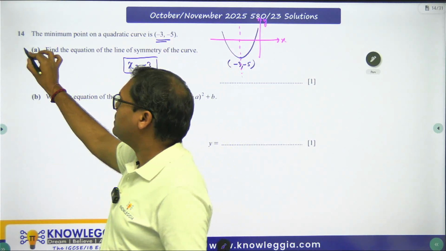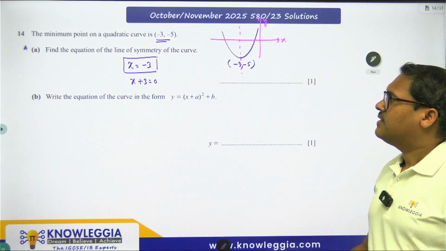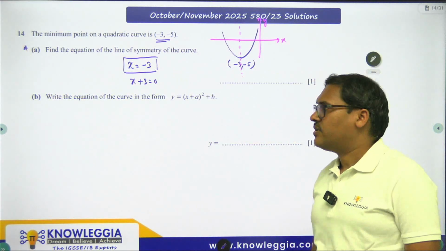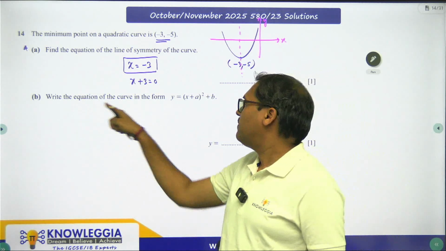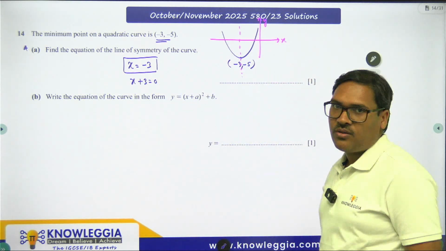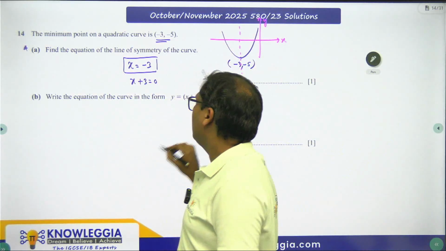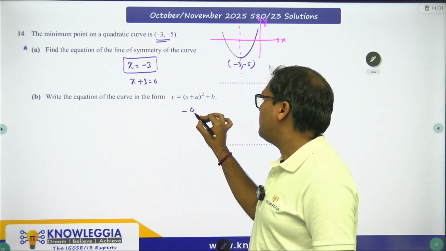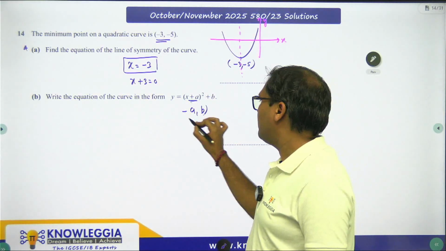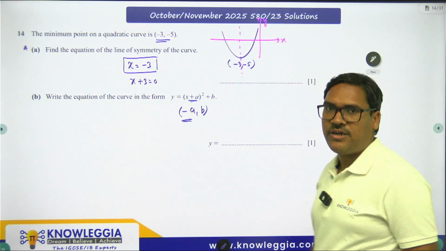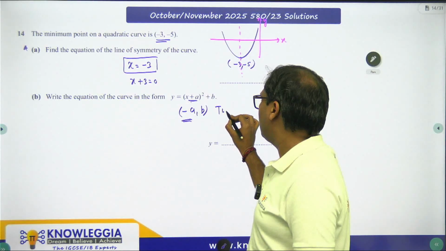Now this is a different question which is asked. Generally they ask about finding the turning points. Now see, this is the important part. The question is: write down the equation in the form of this. Now here we know that if you have this equation, the turning point is minus a comma b, right? So now what is a here? This is the turning point of this graph.